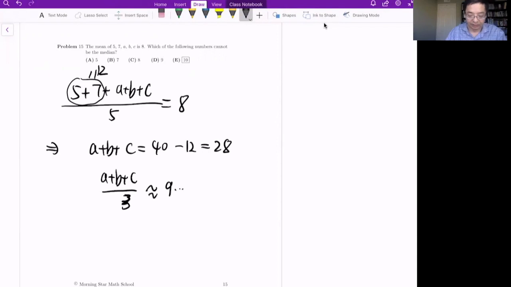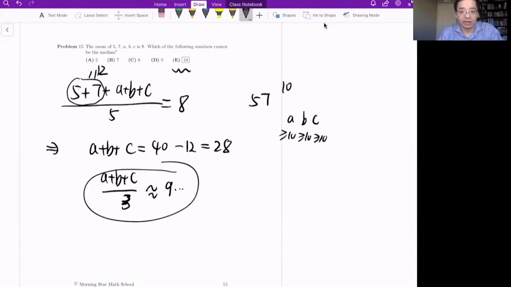like 9 point something. So if you look at those numbers, 10 is impossible, because if 10 is the median, if 10 is right here, that means all those A, B, C will be no less than 10, right? So all of them will be bigger than or equal to 10, and the average is not going to be 9 point something. So we quickly figure out 10 is impossible.